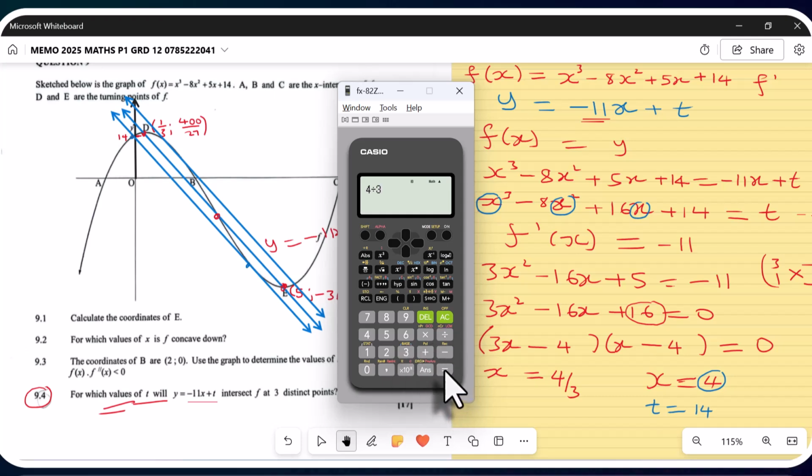So the answer here is that t must lie between 14 and 23.48. Hope we are together.